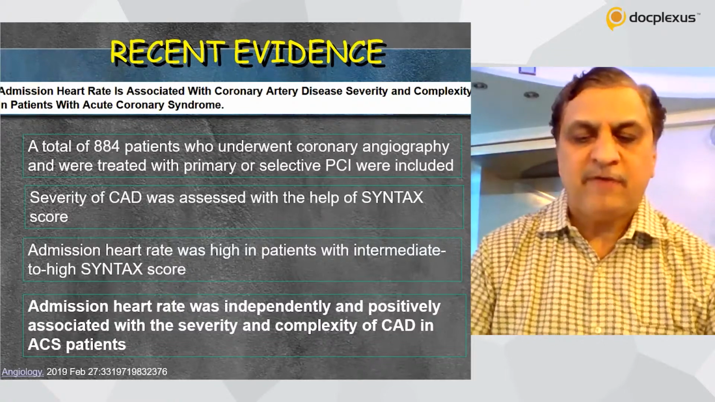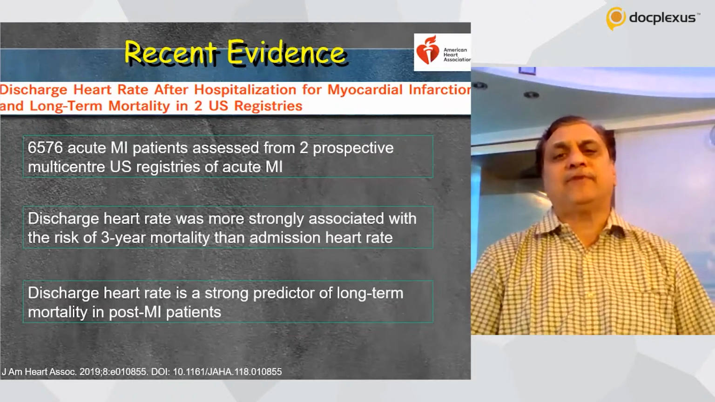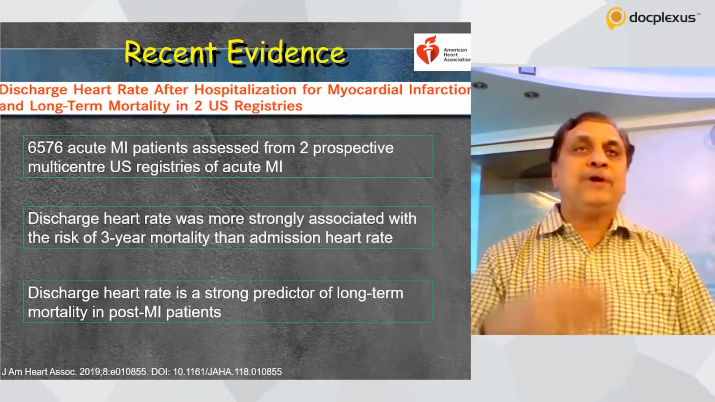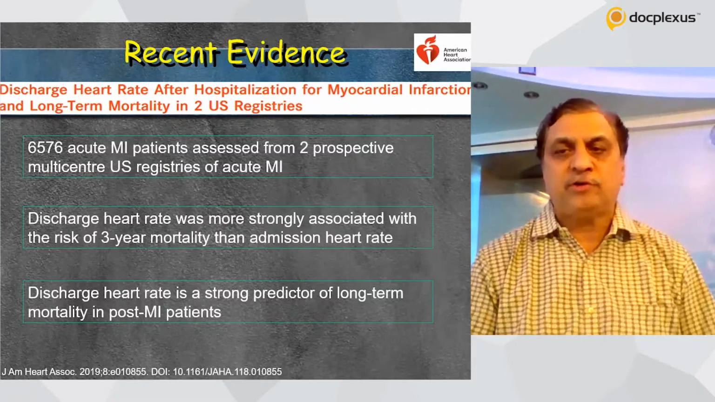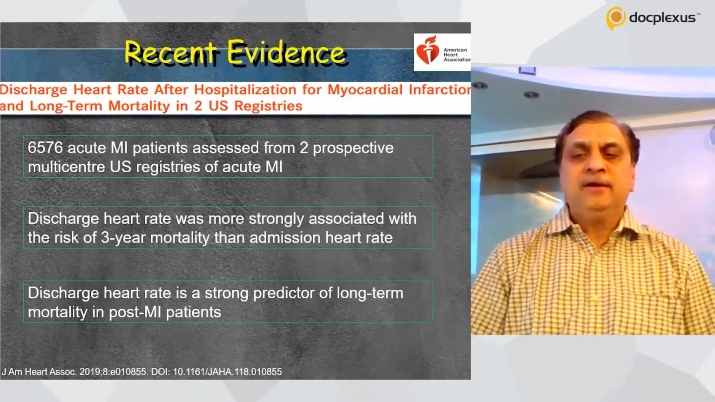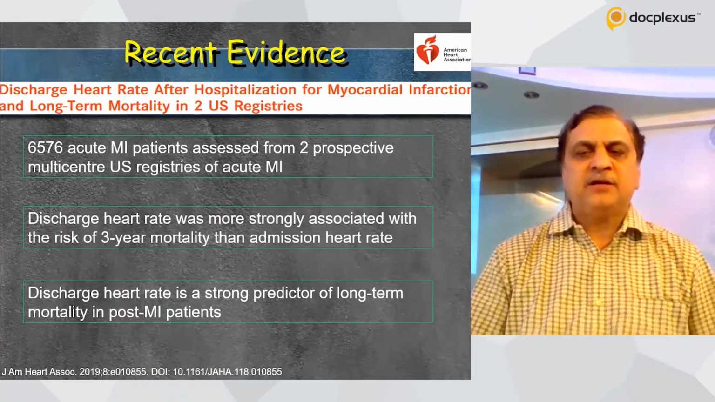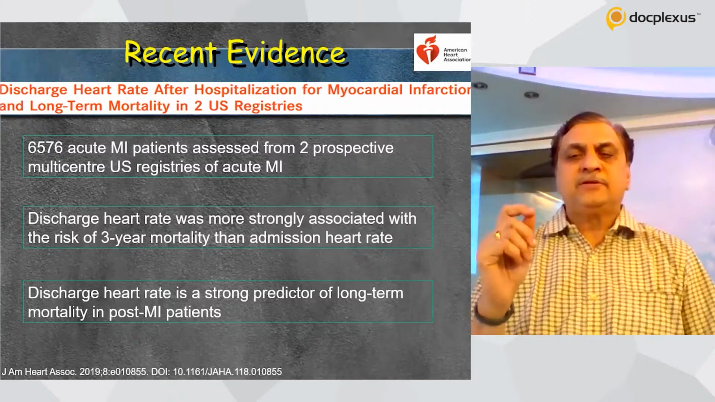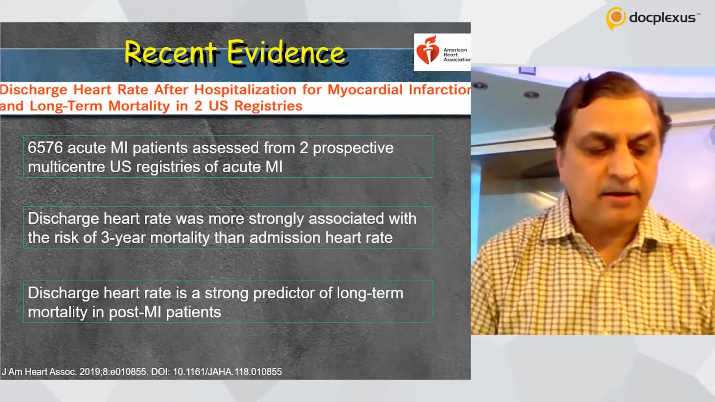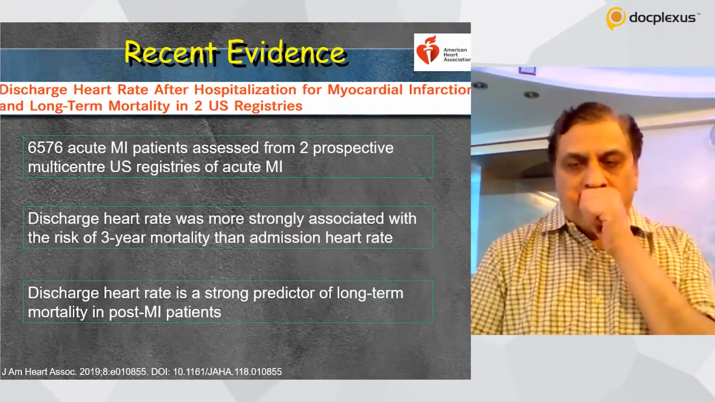Similarly, there was a very good study which showed the discharge heart rate after a myocardial infarction with a long-term model. That means suppose you do an angioplasty or you thrombolize a patient, or your patient comes late and is not thrombolized. If you find that at discharge the heart rate is more than 100, it's an independent risk factor for patients with acute myocardial infarction.